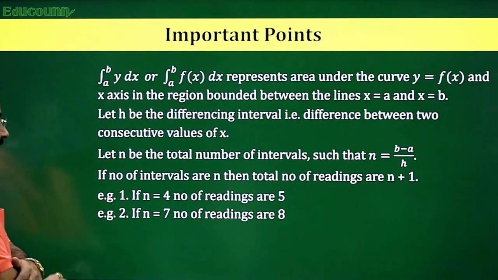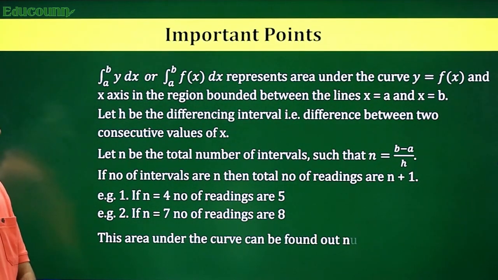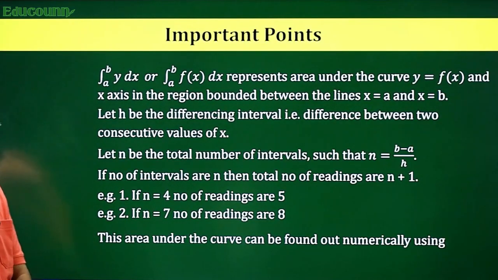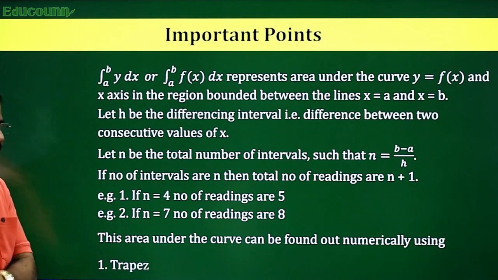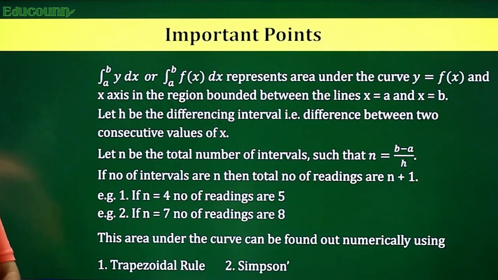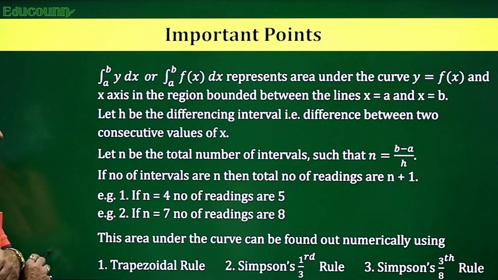to y7. Now here this area under the curve can be calculated numerically using 3 rules. And which are the 3 rules? Let us see one by one. Number 1 rule is called the trapezoidal rule. Number 2 rule is called Simpson's 1/3 rule, and the third rule is called Simpson's 3/8 rule. So these are the 3 rules that we are going to study today.